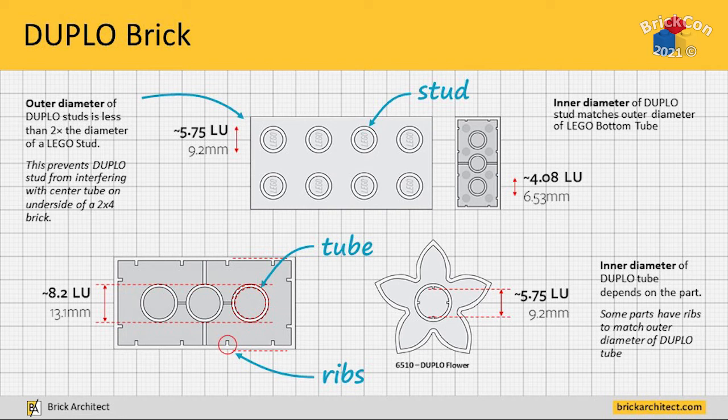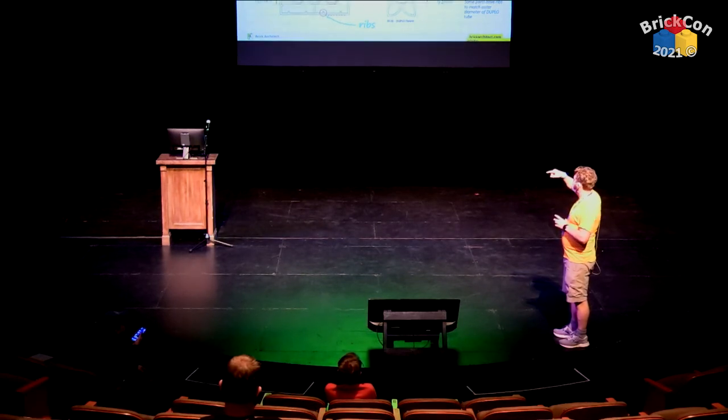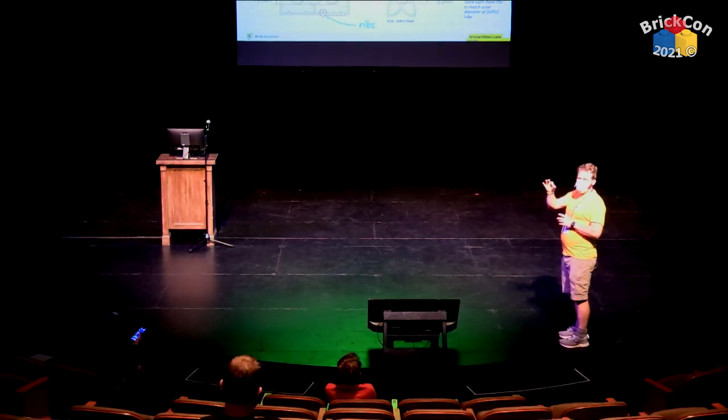Another one that's a little bit funky is the stud is not twice as wide as a Lego stud. It's actually like 5.75 Lego units instead of 6. And that allows, I forget, actually I do remember. It's because it has to be just a tiny bit smaller so that when a Lego brick is going on top of it, you need to have enough space between the two studs for the middle tube of the brick being attached above it to still fit in there.